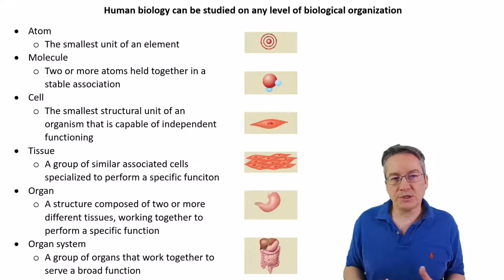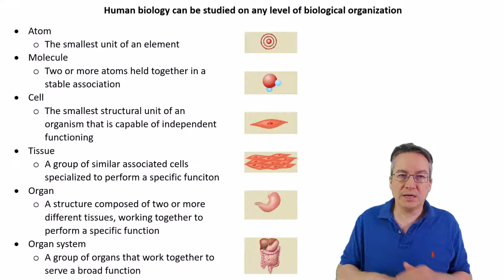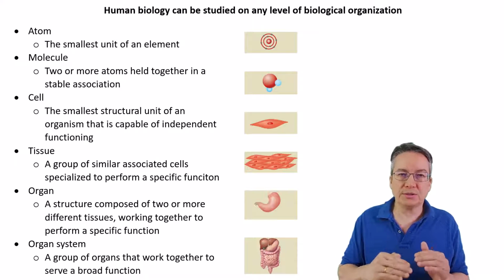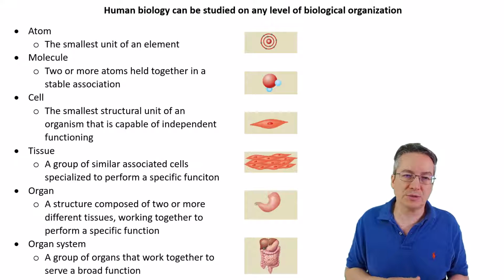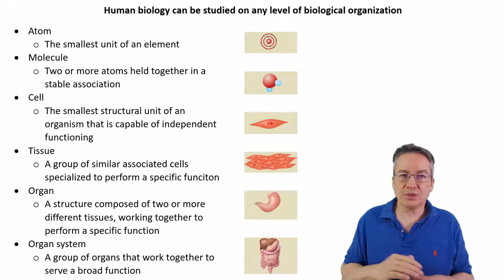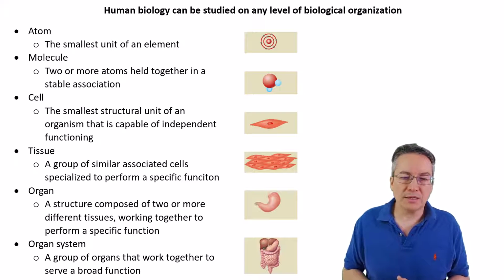Next up, we have the tissue. A tissue is a group of similar associated cells that specialize to perform a specific function. An example of this would be the epidermis. That's a layer of tissue in which you have cells that are very similar morphologically. In other words, their shape looks very similar, and they have a similar function, which is to protect you from the elements.